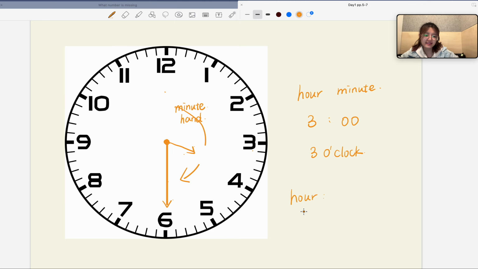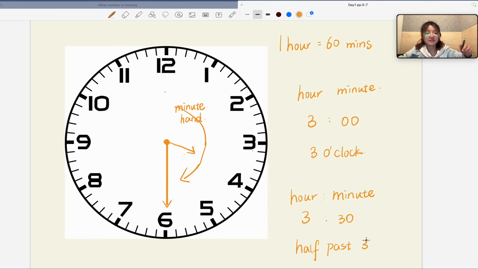And what's the minute? Okay, we know 1 hour equals 60 minutes. So now half of 1 hour, half of 60 minutes, will be 30 minutes. So the minute will be 30. Okay, and how do we read it? It will be half of the circle. We will read it as half past 3. So that's about the clock.